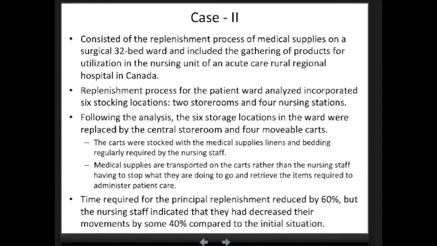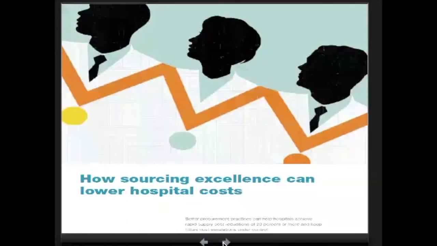Medical supplies are transported on the cart rather than the nursing staff having to stop what they're doing and go and fetch them. So that helped in reducing the time that the nursing staff was spending in gathering these supplies. Therefore, the time required for the principal replenishment reduced by 60% by doing this. At the same time, nursing staff indicated that they had decreased their movement by about 40% compared to the initial situation. So there were benefits from both the replenishment time as well as the time that nursing staff was spending on logistics processes.